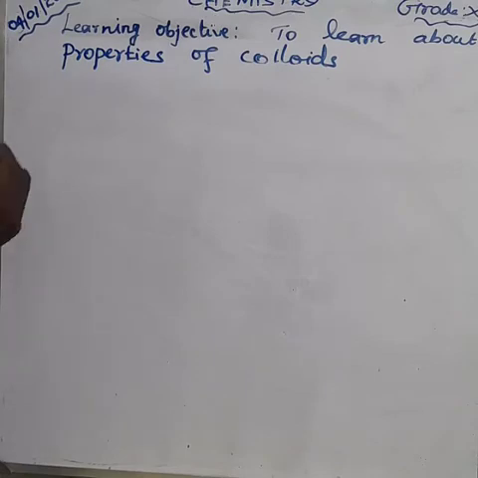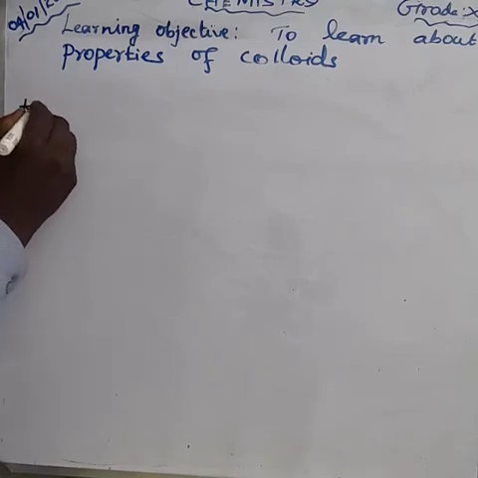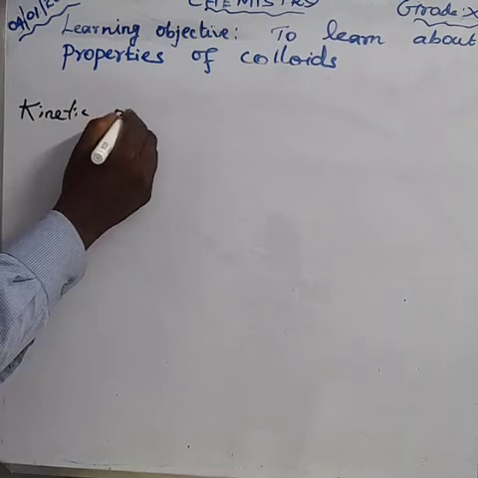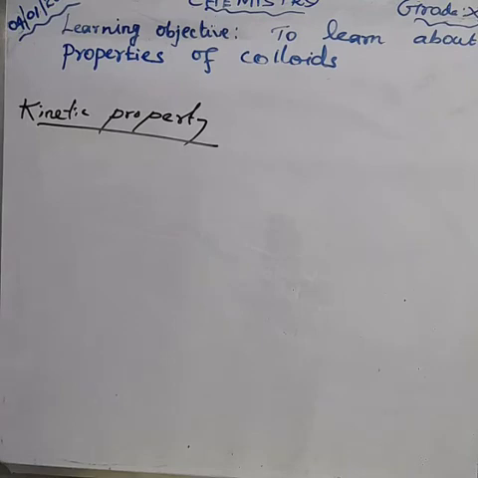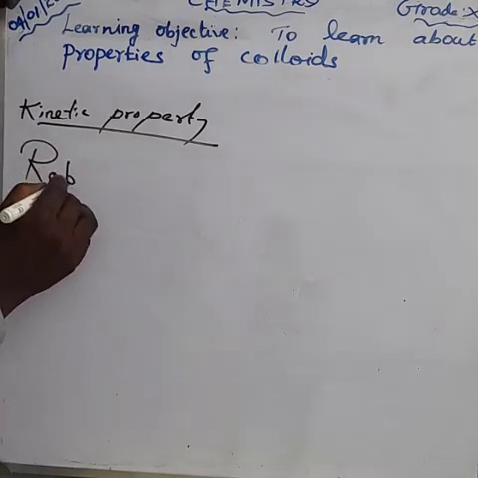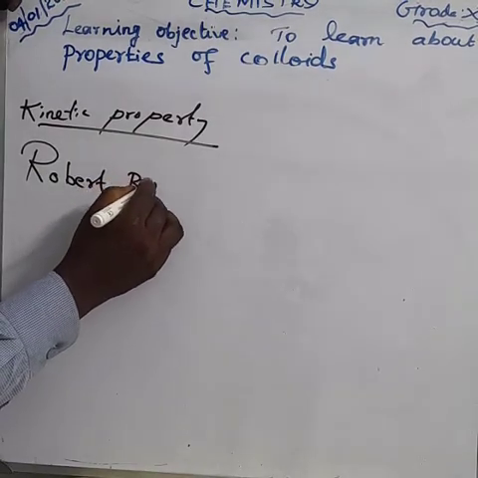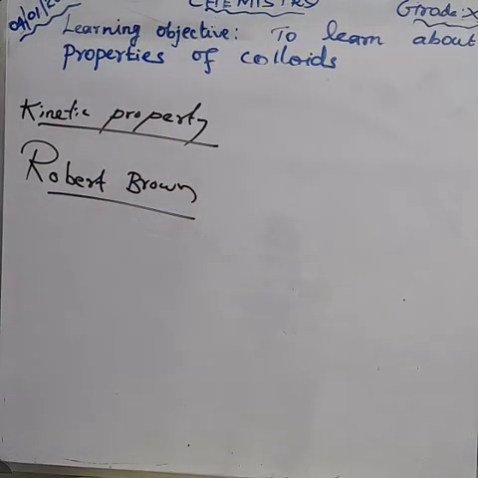Next one is about the kinetic property. Here, Robert Brown observed that when pollen grains suspended in water were viewed through an ultramicroscope, they showed a random zigzag ceaseless motion.